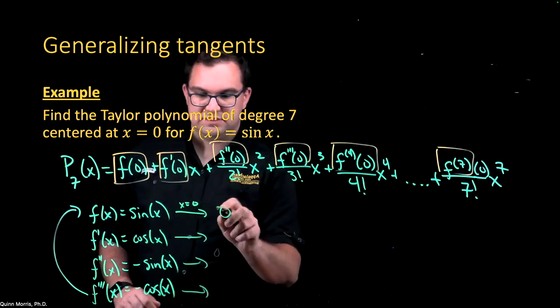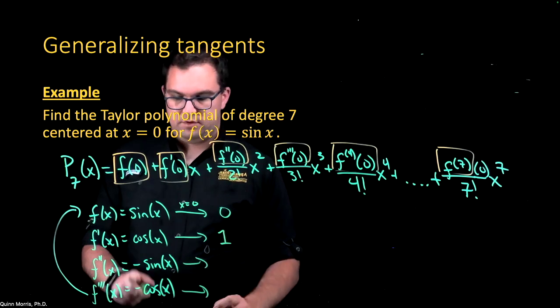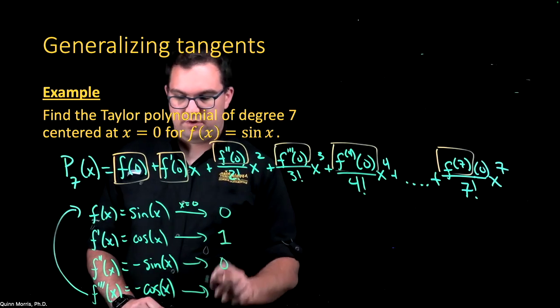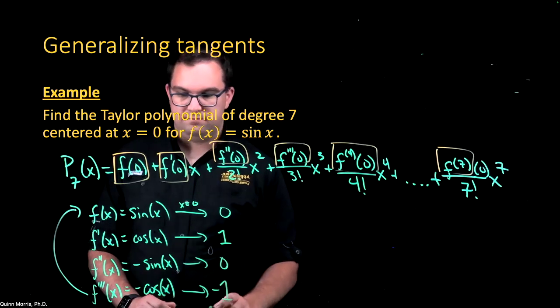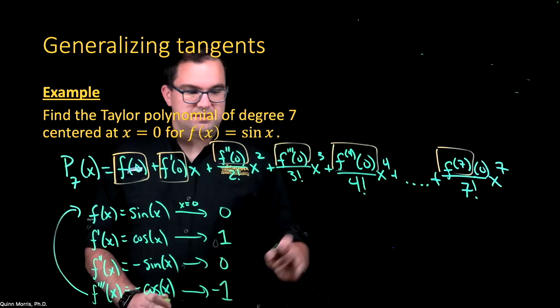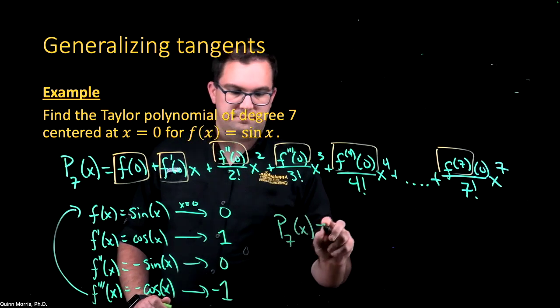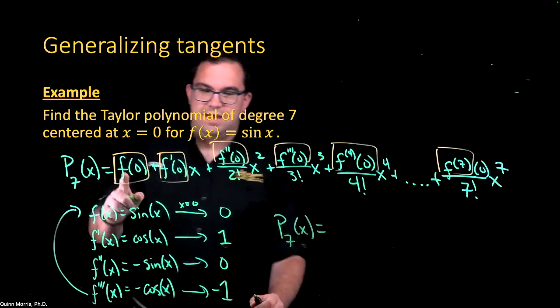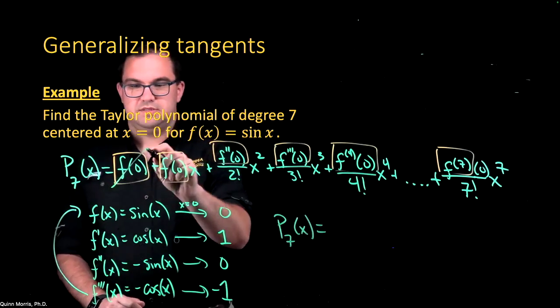well, sine of 0 is 0. Cosine of 0 is 1. Negative sine of 0 is 0, and negative cosine of 0 is negative 1. And so now I can start to sort of plug in these values here. So f of 0 is 0. So this first term is going to disappear.